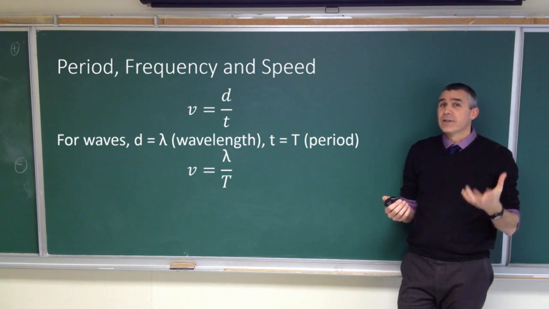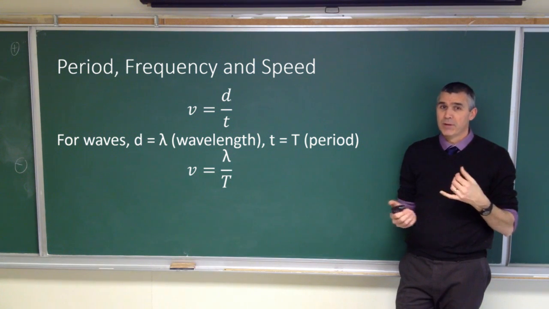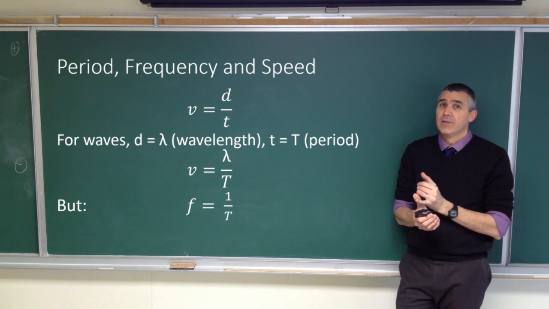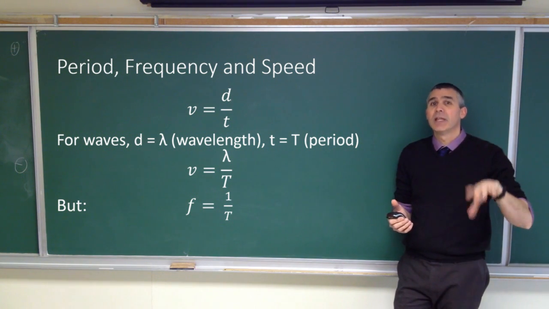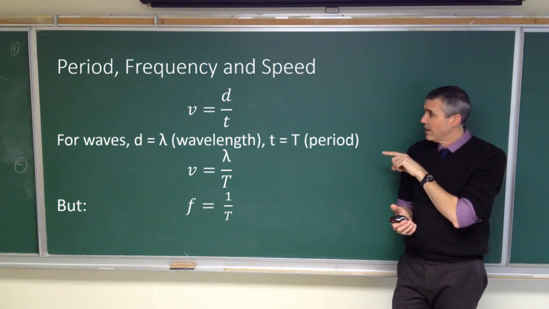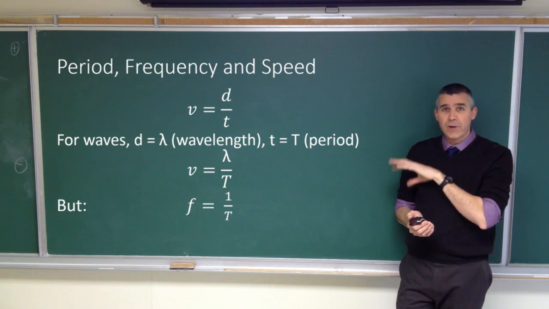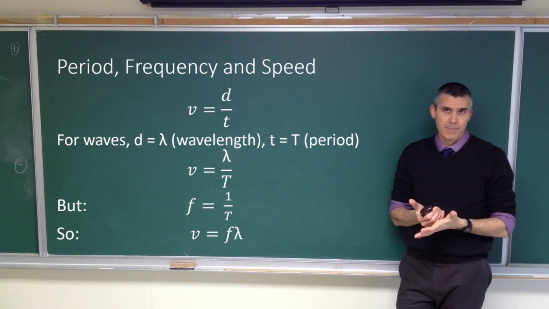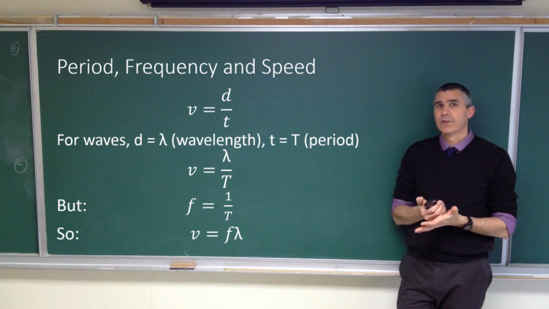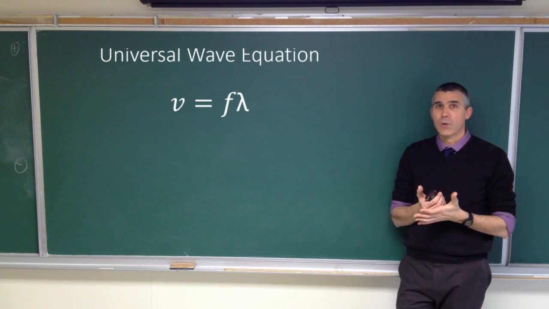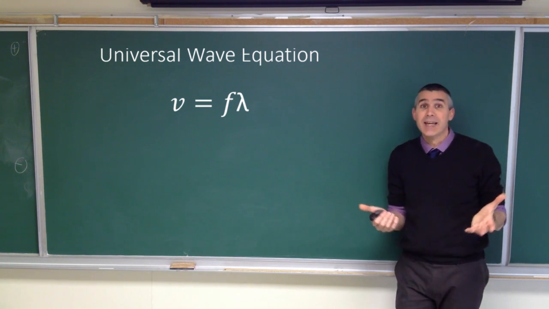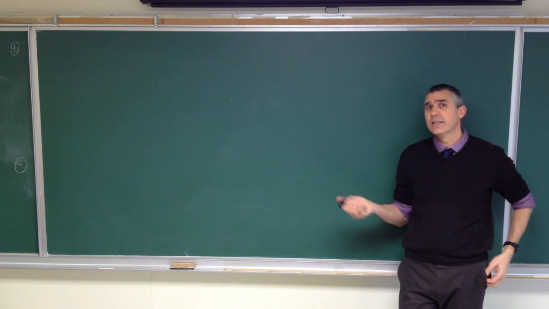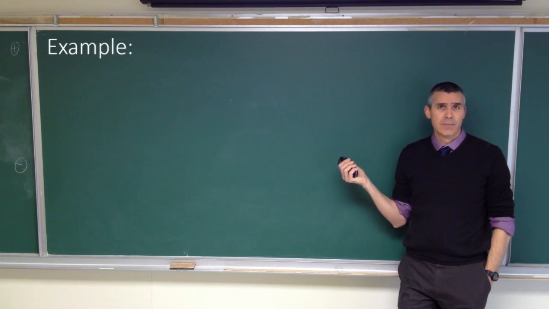Right? And we also remember that frequency is the reciprocal. It's 1 over the period. So we can take that 1 over T and replace the 1 over T from the term above it with frequency, and we wind up with v is equal to f lambda. Okay? And that's what we refer to as the universal wave equation. And it's called the universal wave equation because guess what? It's universal. That holds for any wave. Okay? So let's look at an example using the universal wave equation.